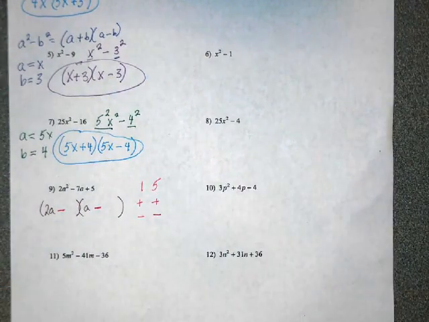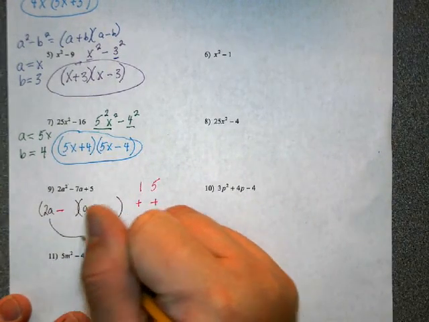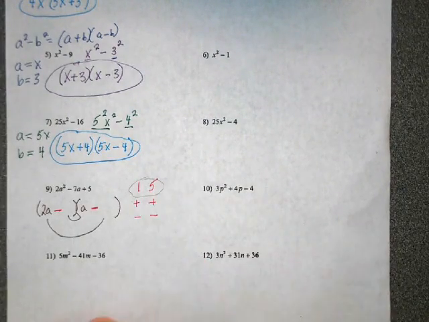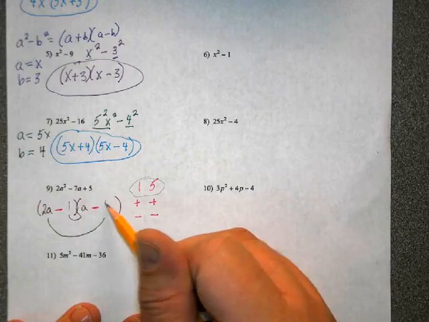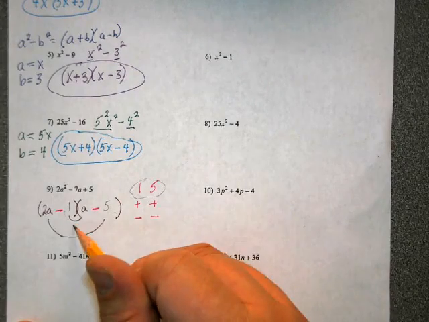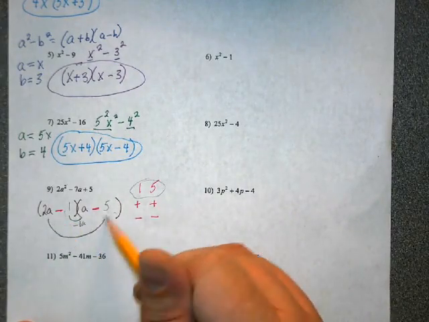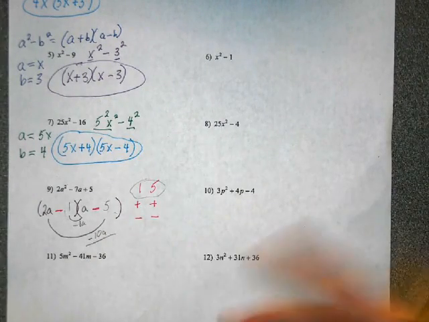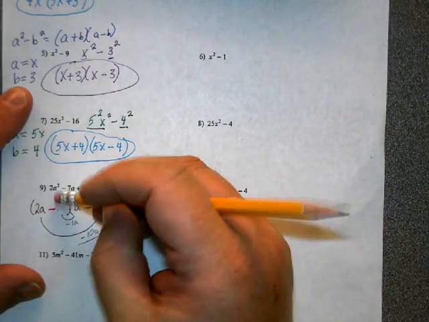Okay, this is where the guess and check comes into play here. Remember our arches? Our outer and then our inner. Okay, we only have one set of factors. So either the 1 and 5 go there or they get switched. If I put the 1 and 5 there, I get a negative 1a, and 2a times the negative 5 is a negative 10a. That adds up to negative 11a. So guess what? The 5 goes here and the 1 goes there.